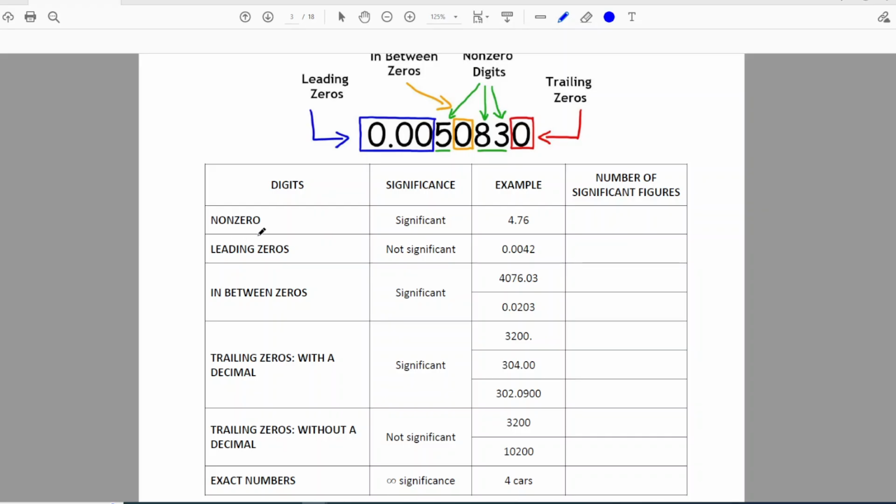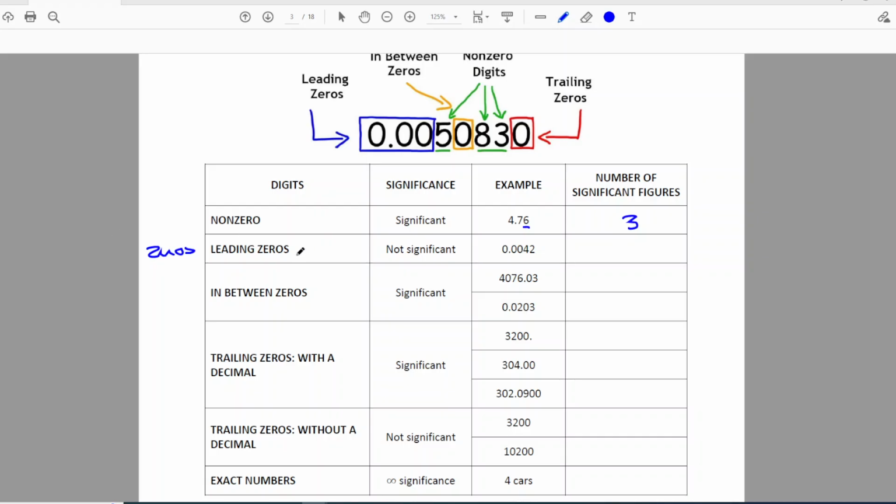So the first one we're going to look at is non-zero digits. Non-zero digits are always significant. You don't have to question them. So if you have a number like 4.76, this is read to 2 decimal places of precision. This 6 would be an estimate, and we would call this 3 significant figures. Now we get to introduce zeros. So non-zero digits have 1 rule, and zeros have 4 rules.